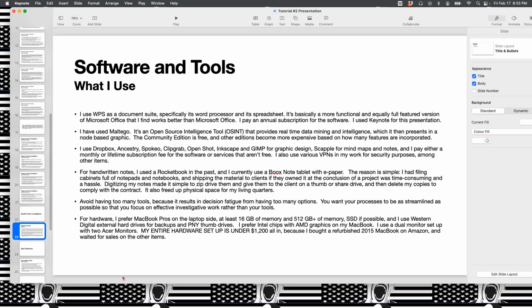Yeah, this was a major stressor when I was married. If you have a spouse, you have to be cognizant of the fact that you don't want to have a workspace that starts to consume the house. So avoid having too many tools because it results in decision fatigue from having too many options. You want your processes to be as streamlined as possible so that you focus on your investigative work rather than your tools. So you don't want to have a bunch of options for mind mapping and whatnot, like pick one.